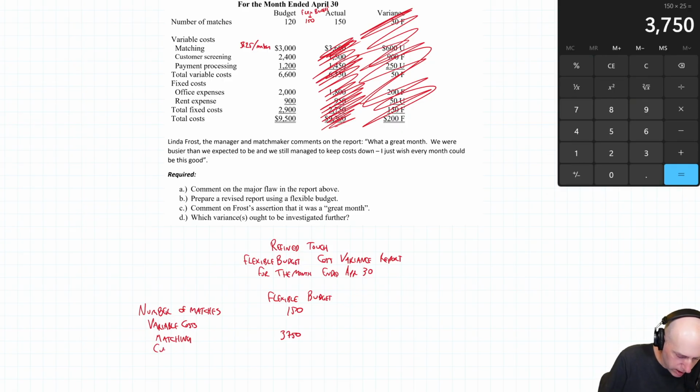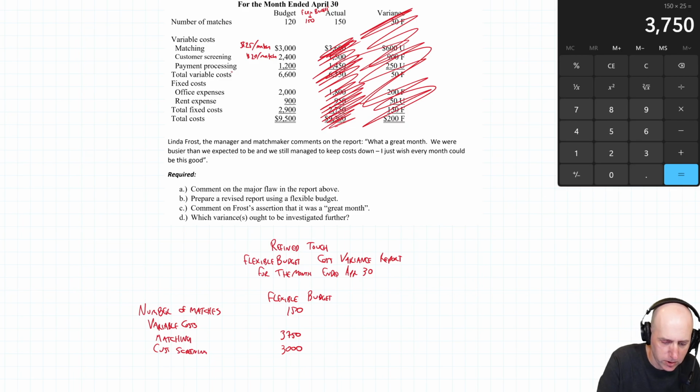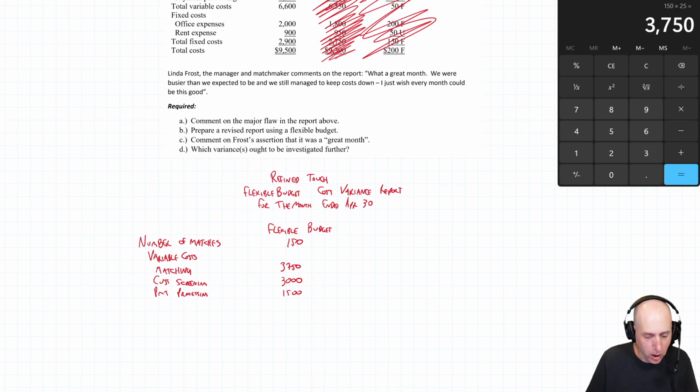What about customer screening? $2,400, so that's $20 per match. And at 150, that's $3,000 that we would expect to spend on customer screening. What about payment processing? Well, that's $10 per match. So at 150 matches, that's going to be $1,500 for payment processing. Now, our fixed costs, because they're fixed, so we've got to total this up, actually.